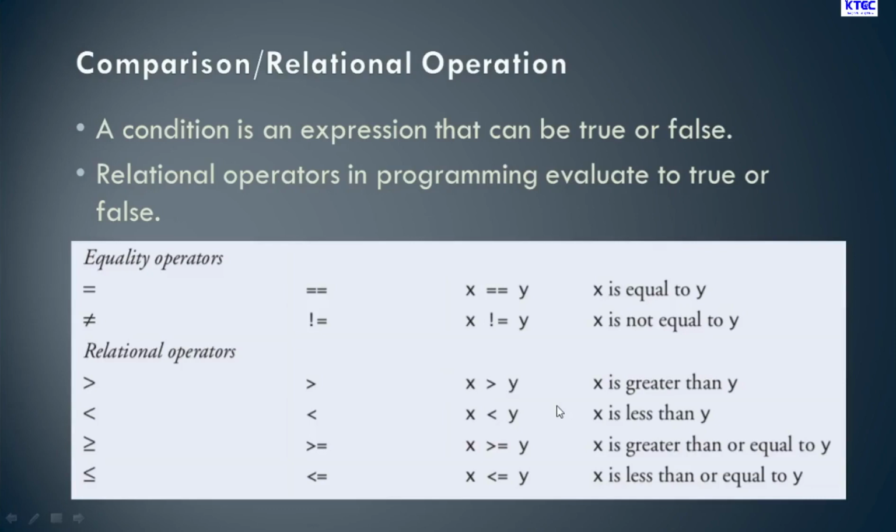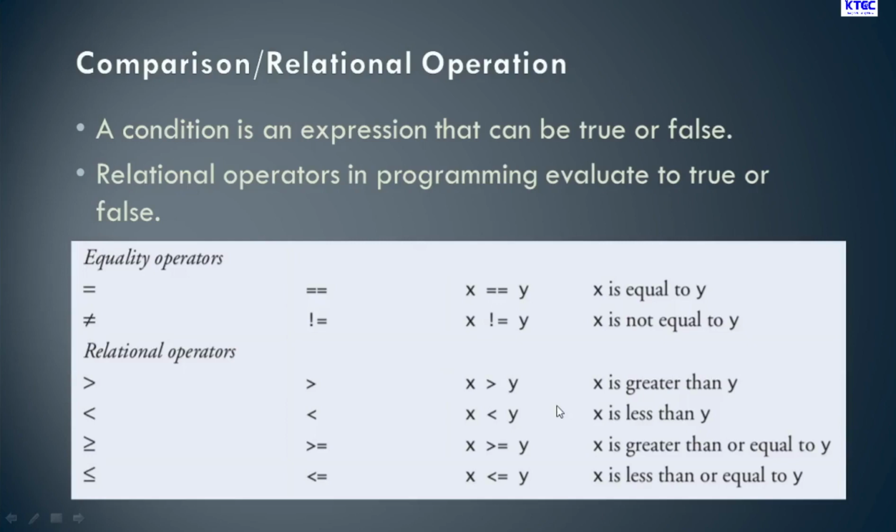Now let's look at comparison and relational operations. A condition is an expression that can be true or false. Conditions or decisions we make in our programming, we normally use the Boolean, that is either true or false. Relational operators in programming evaluate to true or false. Exactly, that's what we are talking about. The operators we use in our programming sometimes give us the result as to whether what we are looking for is either true or false. Now let's look at the various operators.